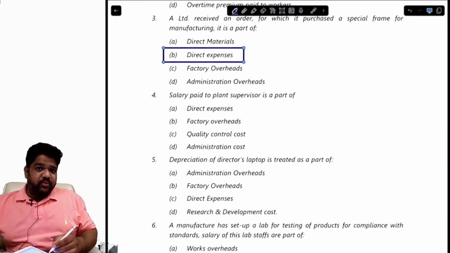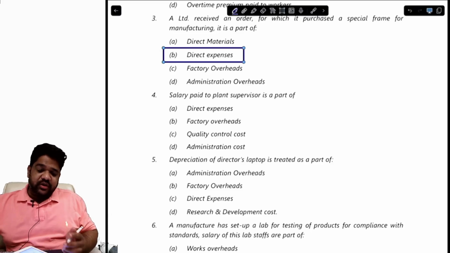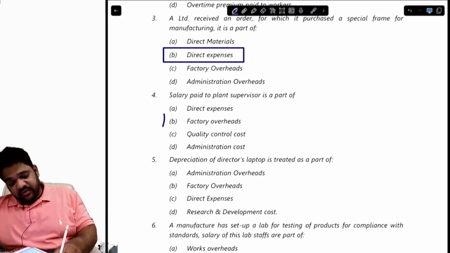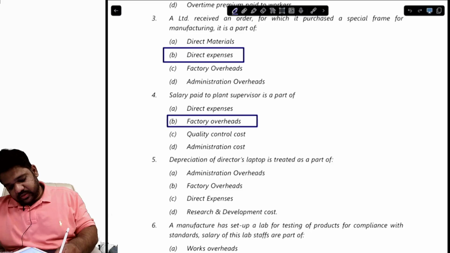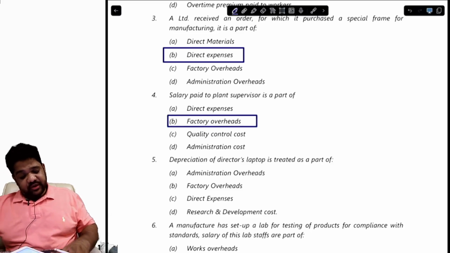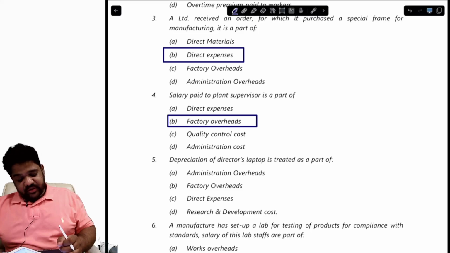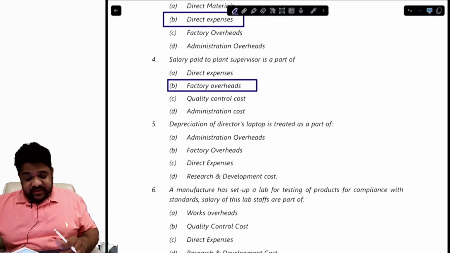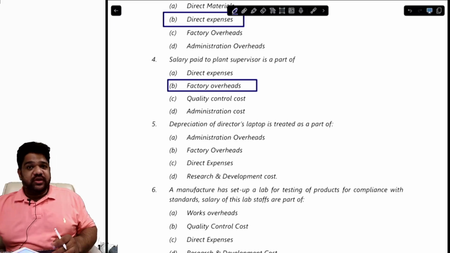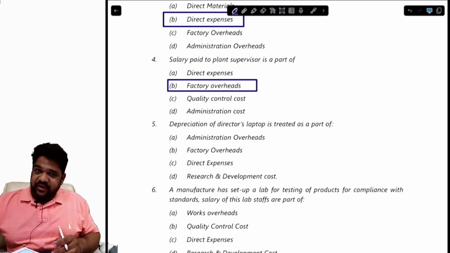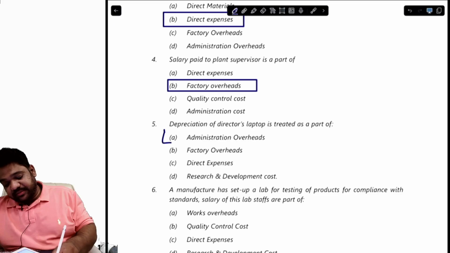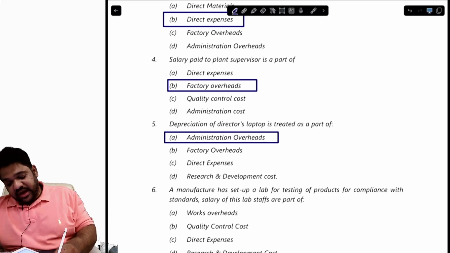Salary paid to plant supervisor. Where is the plant? Factory. So where will it be? Factory overhead. Salary paid to plant supervisor, factory overhead. Depreciation on director's laptop is treated as what? Director is administration, so the director's laptop depreciation will also be administration.